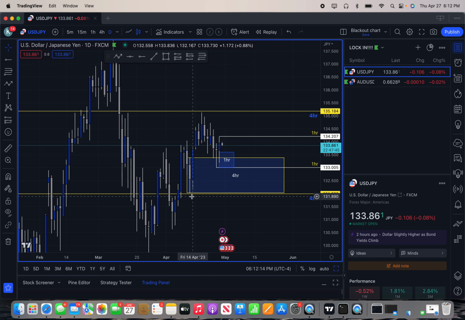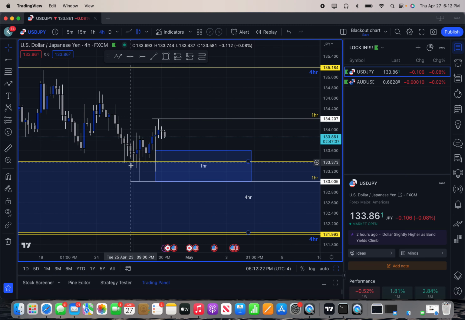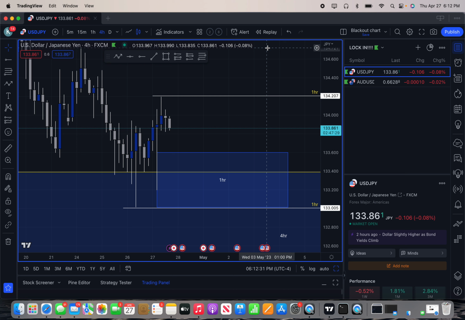But price has made it to the 4 hour supply. So on my 1 hour structure, it would make sense that price has finally changed from downtrending to uptrending. And later on tonight, because remember, this is a live chart. This ain't no instant replay or nothing.